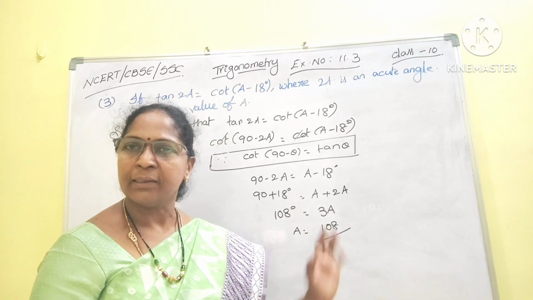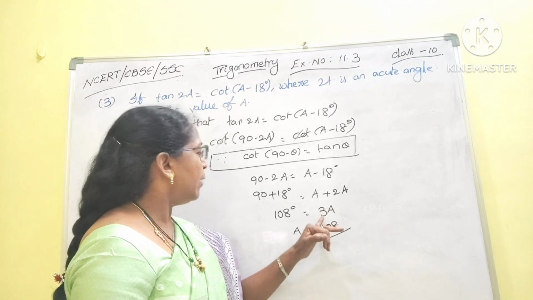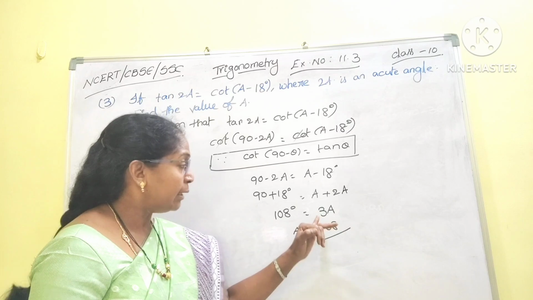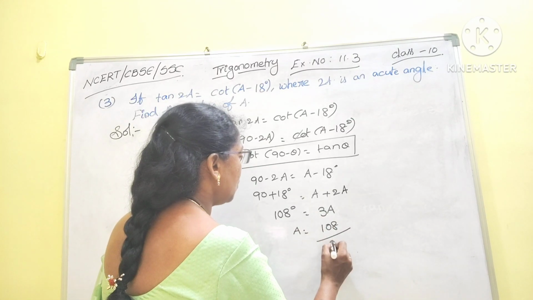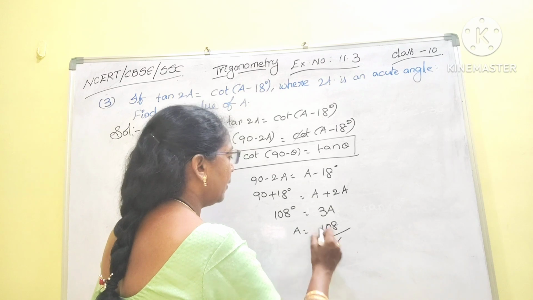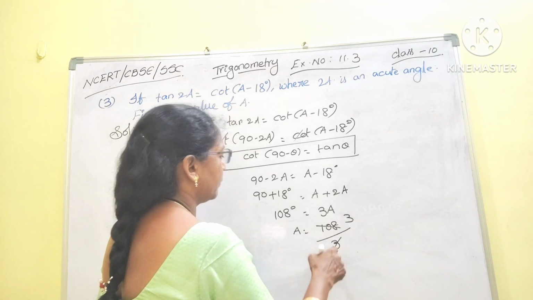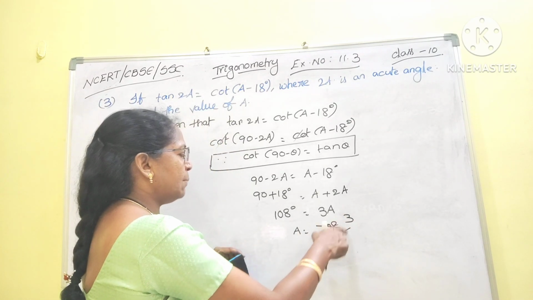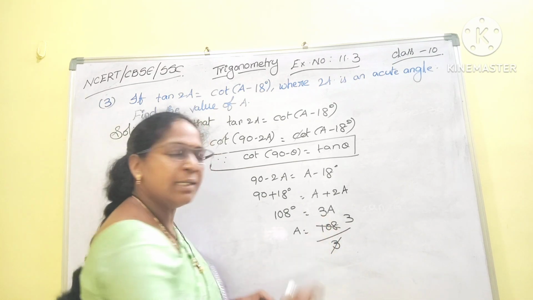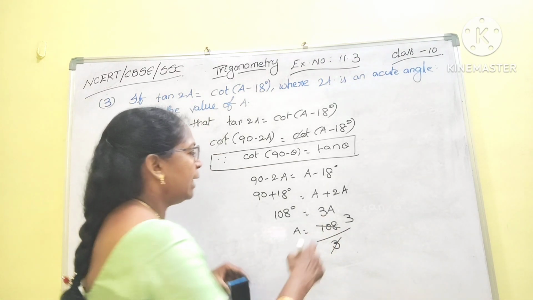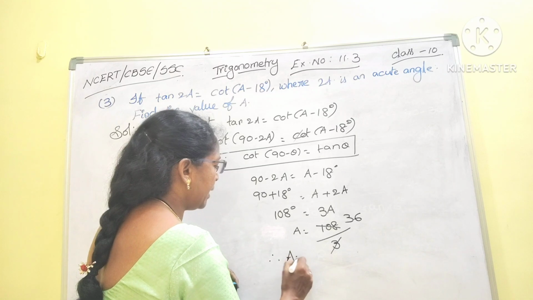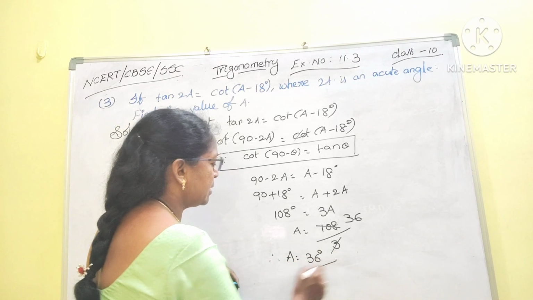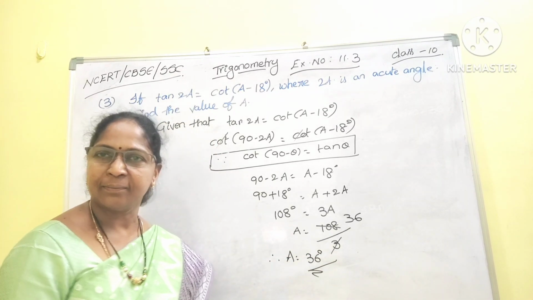3A is nothing but 3 into A. Whenever we want the value of A, the 3 goes to the other side and becomes division. So 108 by 3. 3 divides 10 three times, 3 threes are 9, 1 is the balance, bring down 8, 18. In 18, 3 goes 6 times. Therefore A equals 36 degrees. This is the answer.